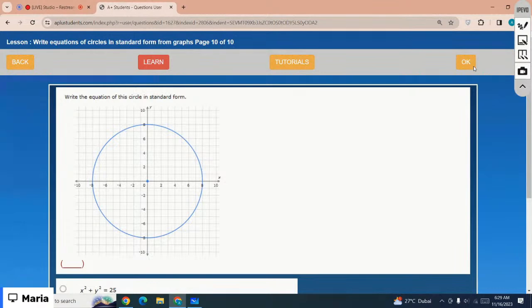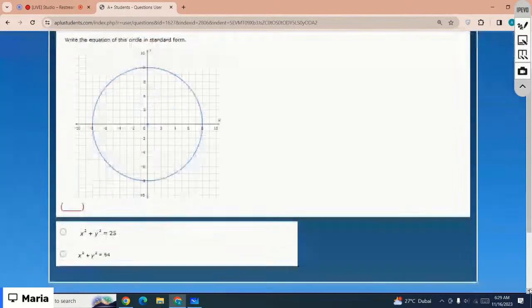Equation of the circle in standard form, which is the correct option? The correct option is x square plus y square equals 64. Number 2 is the correct option.